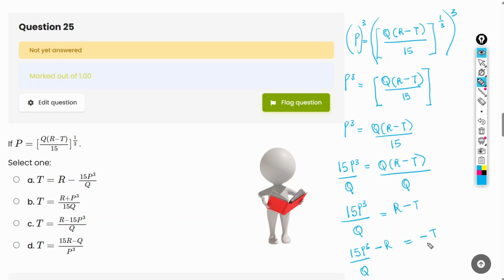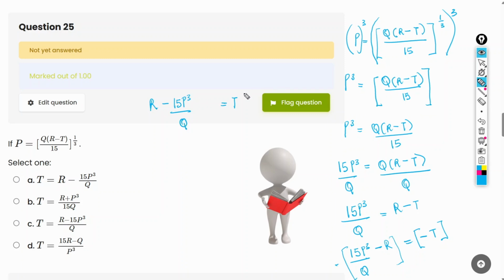All right, so I'm nearly there, because what I need is a positive t, not a negative t, right? So I can multiply both sides of the equation by minus 1. That will just change the signs of each individual term. So I would have t is equal to r, which is now positive, minus 15p cube over q.